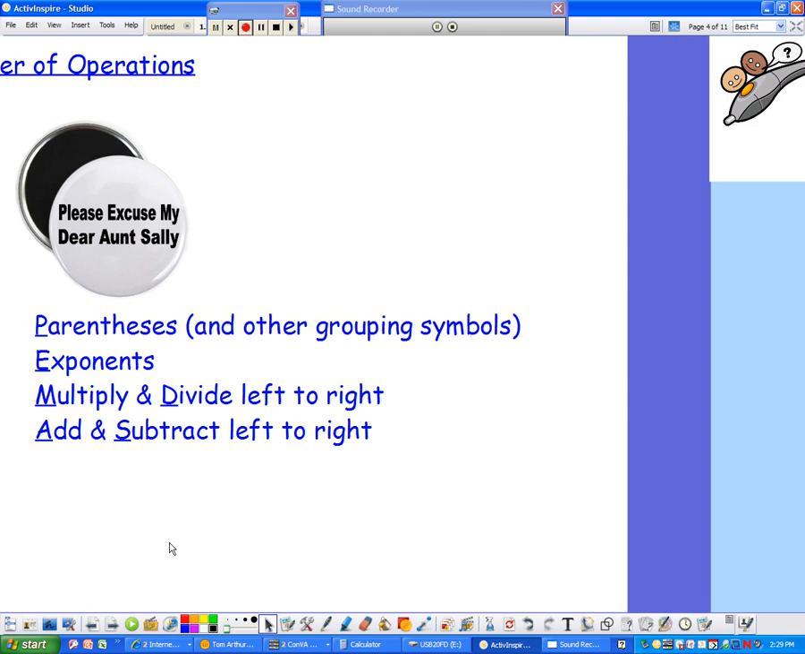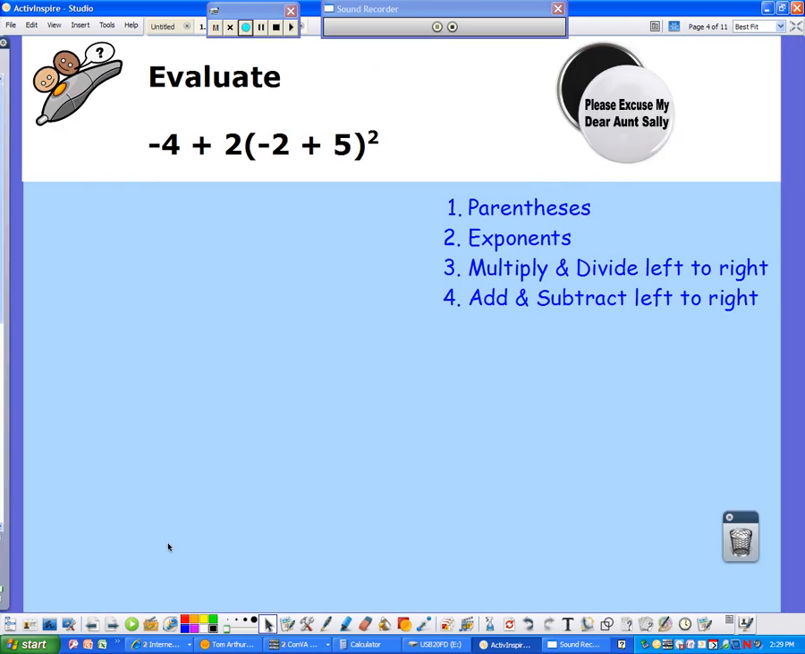So, first example. If we had the expression negative 4 plus 2 times the quantity negative 2 plus 5 to the 2nd power. So the first thing that we need to do is what's in the parentheses. Inside the parentheses we have negative 2 plus 5, which would give us 3. I would suggest underlining the first step that you're doing. So you're going to have negative 4 plus 2 times parentheses 3 to the 2nd power. Okay? So all the parentheses are taken care of.